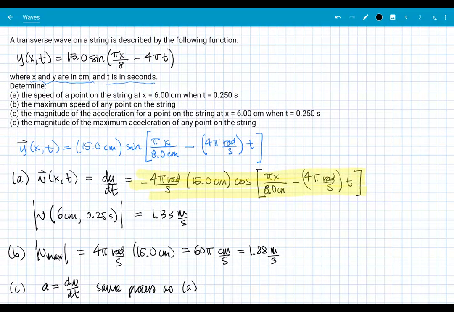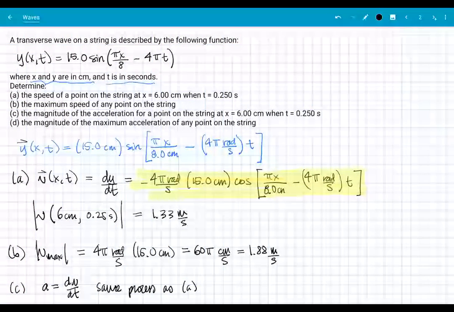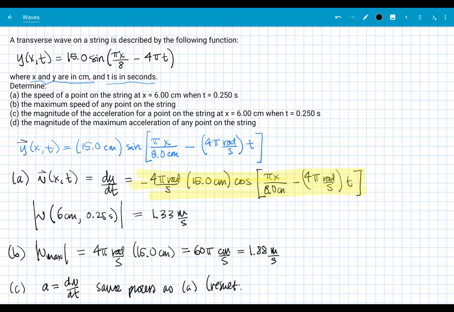And then to find your value there, the result here should be that the acceleration at 6 centimeters and 0.25 seconds, the absolute value of that, is equal to 16.7 meters per second squared, because they're just asking us the magnitude of acceleration at that particular moment in that particular spot. And then, of course, part D asks us for the magnitude of the maximum acceleration, which you're probably wrapping your head around right now.